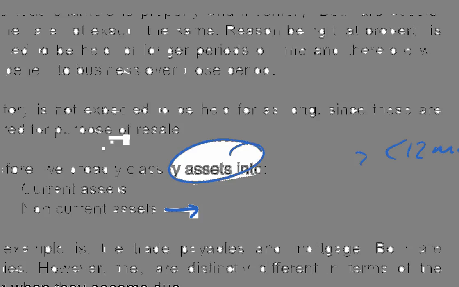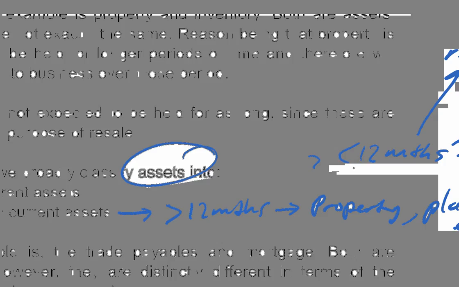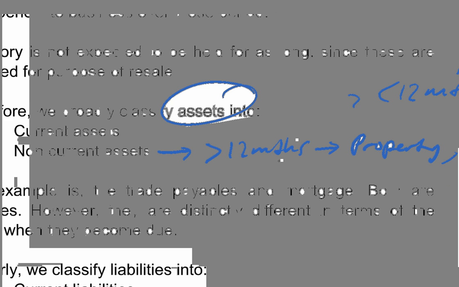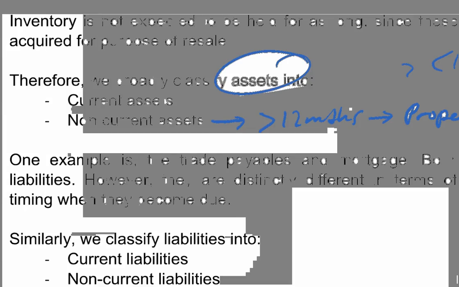Of course you may say, what about furniture? Furniture also. But you know what, we group furniture as part of property, plant, and equipment. So two categories of assets. In your exam we always will separate into these two categories. Whereas for liabilities, we group into two categories. Those that you intend to pay in 12 months, and those that you won't be paying in 12 months' time.